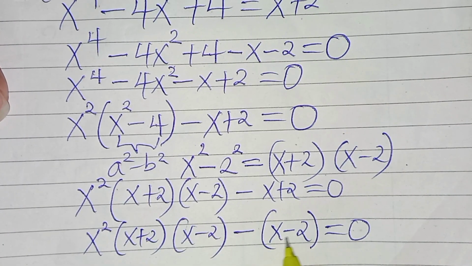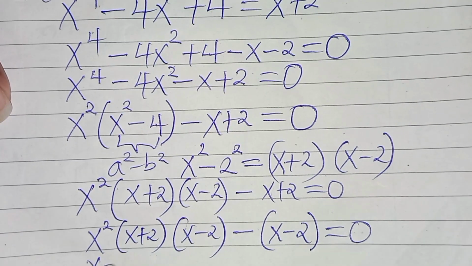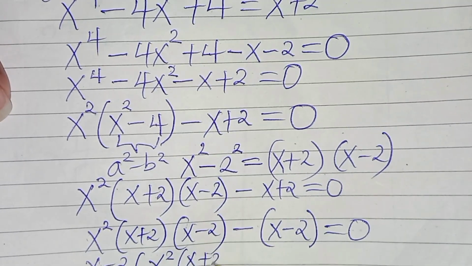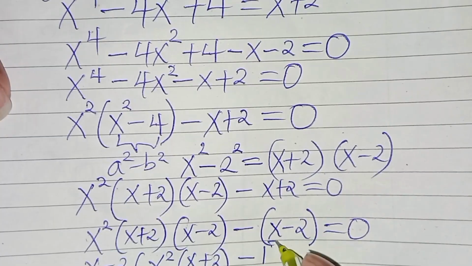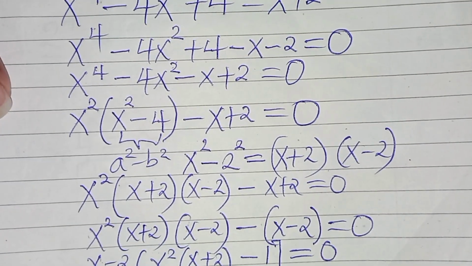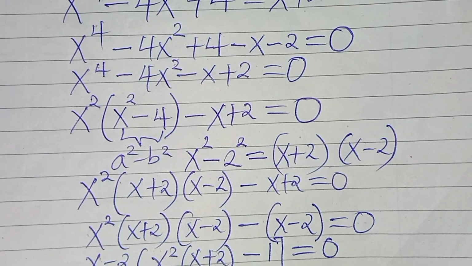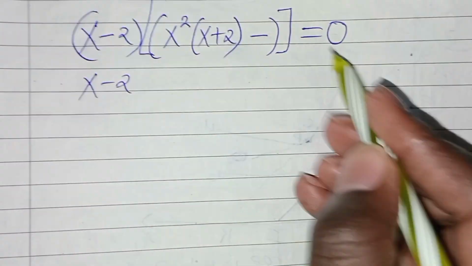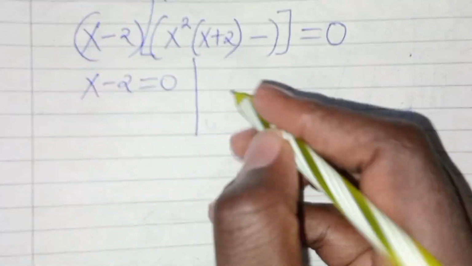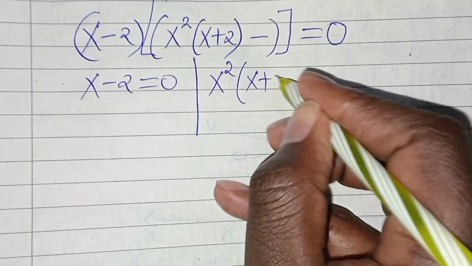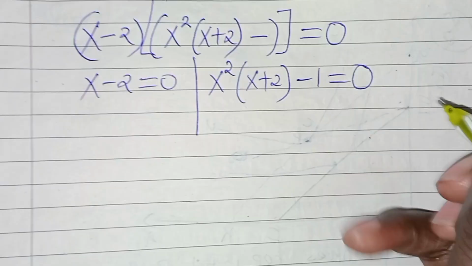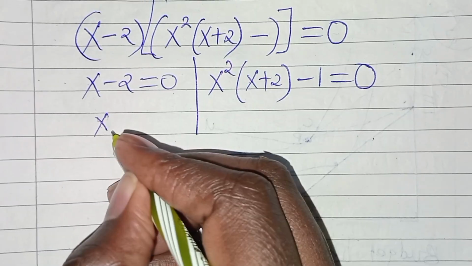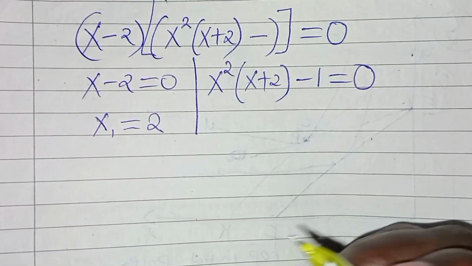Now you can see that x minus 2 is common. Let's factor out x minus 2. So here we'll have x squared multiplied by (x plus 2) subtract 1, equal to 0. So let's proceed to solve this. We have two parts here. We have x minus 2 equal to 0, and we have the second part, which is x squared (x plus 2) subtract 1, equal to 0. So from what we have here, x1 is equal to 2.